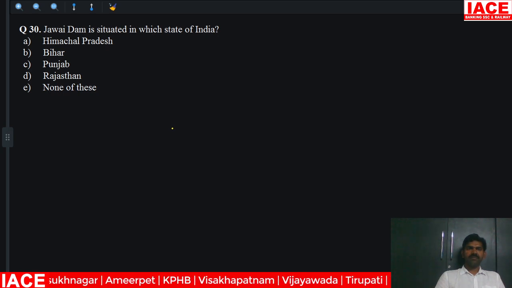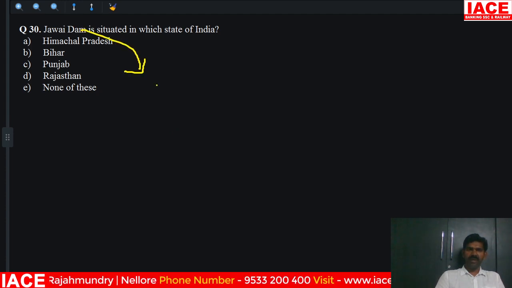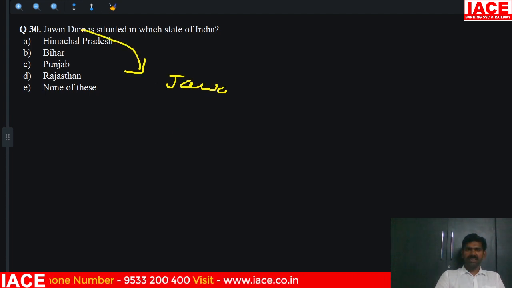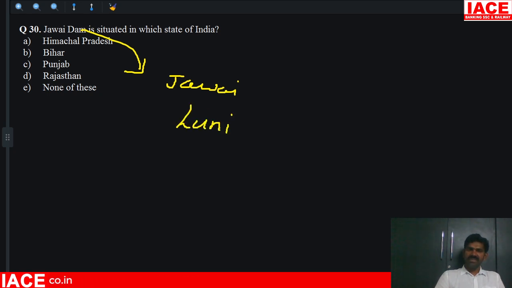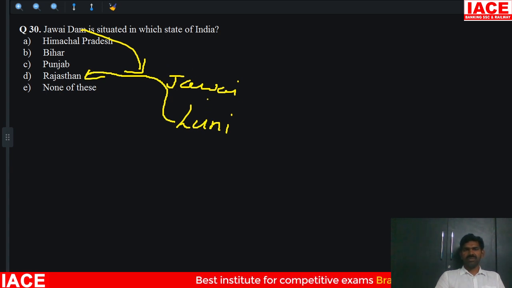Jawai Dam is situated in which state of India? Jawai Dam is actually on the river called Jawai. And the river Jawai is a tributary of one more river called Luni. And when I say the word Luni, you will obviously remember it is present in the state of Rajasthan. So, Jawai Dam is present in the state of Rajasthan. So, Jawai is a tributary of river Luni.